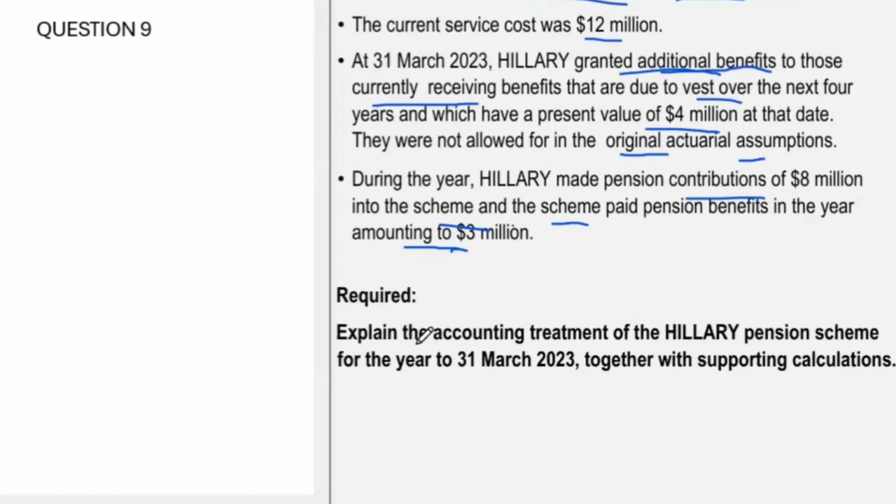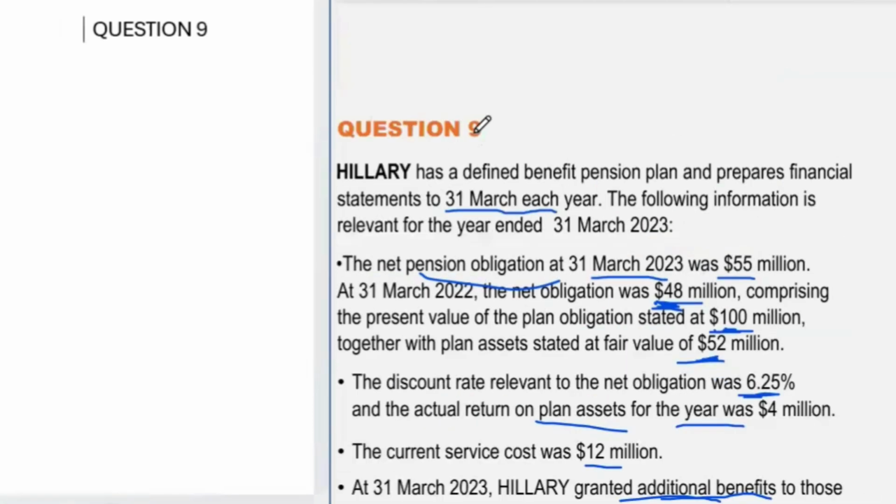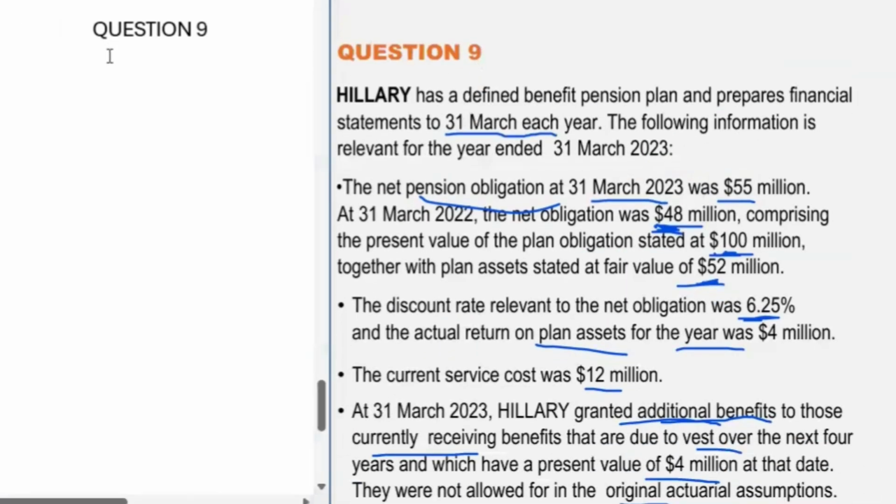The requirement says explain the accounting treatment of the Hillary pension scheme for the year to 31st March 2023 together with supporting calculations. So it is very simple. In the previous one that we saw, we had curtailment with settlement. Here we have a plan amendment. Okay, so this is also simple. We'll finish right now. So here we start with the opening balance.